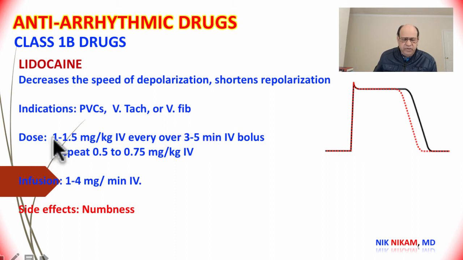The initial dose is 1 to 1.25 milligram per kg IV over 3 to 5 minutes, which is repeated in a dose of 0.5 to 0.75 milligrams per kg IV. It is given as an intravenous infusion ranging from 1 to 4 milligram per minute. When we reach 3 to 4 milligrams per minute, we need to watch for central nervous system side effects, including numbness.